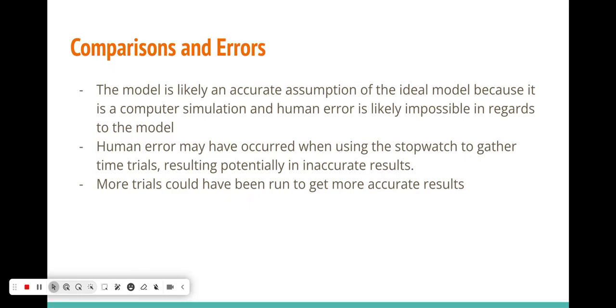So some errors: there is likely an assumption of the ideal model, because there isn't much error in that model since it is a computer simulation. So human error in that case would not be in the way. However, there would be other errors when it is not a computer simulation, as there are other confounding things that might happen in real life that aren't accounted for.